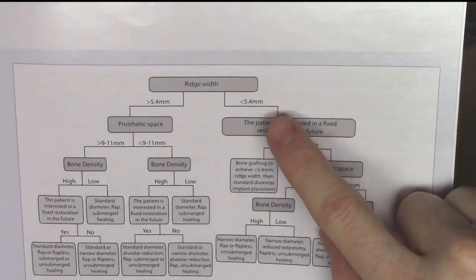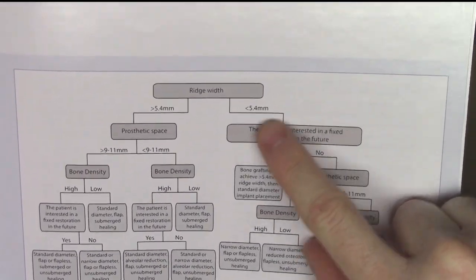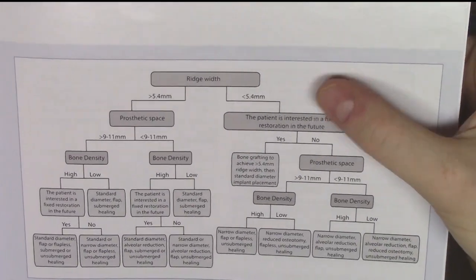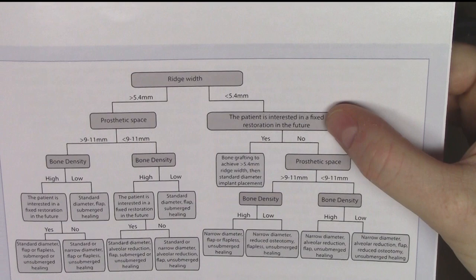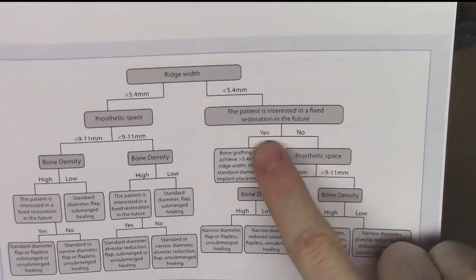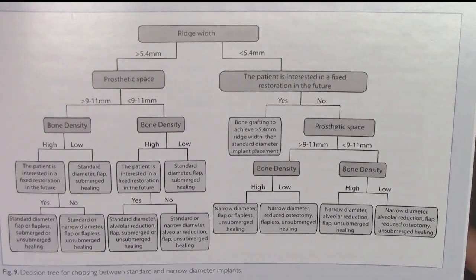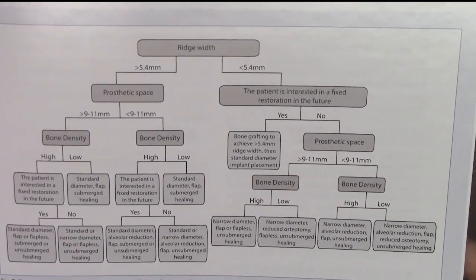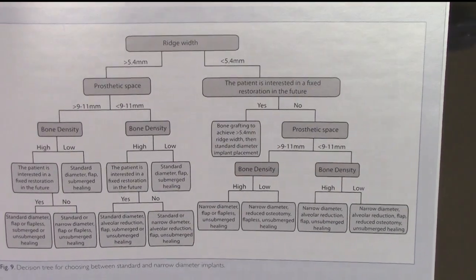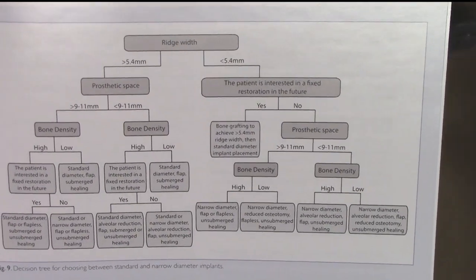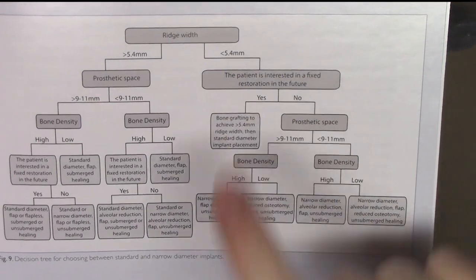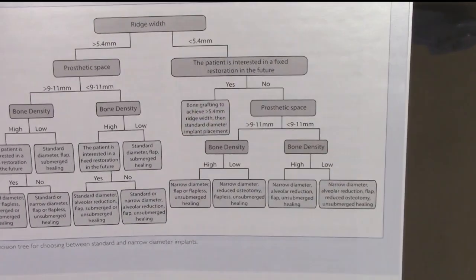Now, when the bone density is quite low, the bone width is lower than 5.4 millimeters, and the patient is interested in a fixed restoration in the future, and it's a yes, then typically we're going to have to recommend some sort of bone grafting. When the patient wants a fixed restoration, such as a hybrid prosthesis or with metal ceramics, we do need to place the standard diameter implants to get a sufficient ridge width with bone grafting.